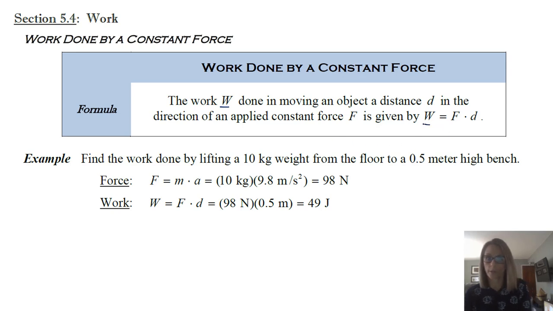So work is just force times distance. That's all that work is. Okay, so notice the multiplication there. As a very basic example, we have: find the work done by lifting 10 kilograms of weight from the floor, basically up half a meter. So it's literally just what is the work done to lift this thing up, and it's going up half a meter. So the first thing that we'd have to think about is actually finding the force.